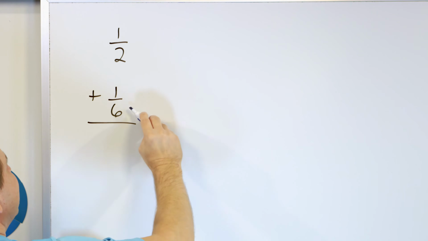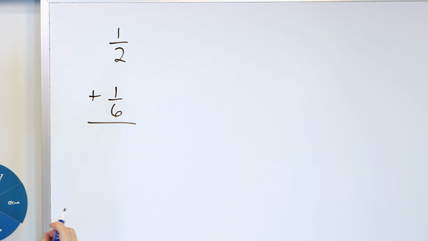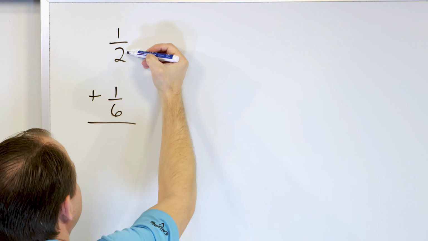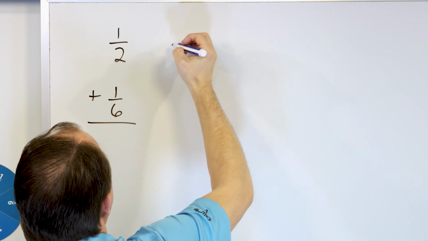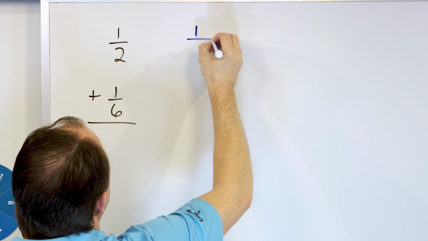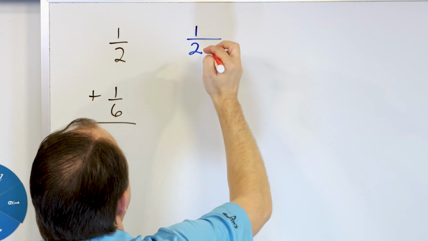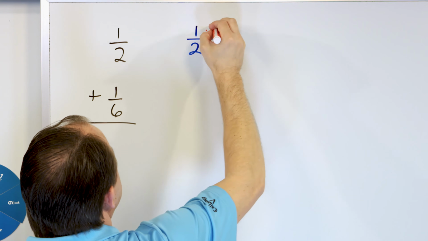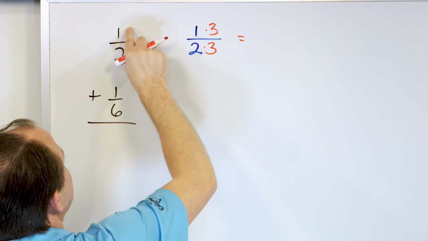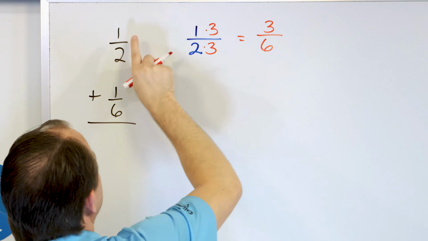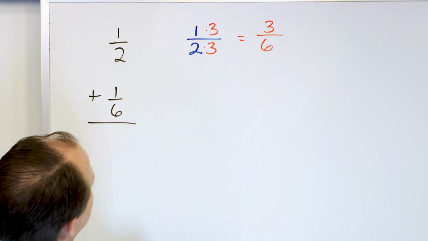We have a 2 and a 6 for the denominators. We need to have the same denominator. If we multiply this fraction by 3, 2 times 3 will be 6. It'll match this one. So we can take 1/2 and multiply that fraction by 3 on the bottom, and then if we do it there, we have to do 3 on the top. So we'll have 1 times 3 is 3, and 2 times 3 is 6. So we're saying that 1/2 is equal to 3/6.